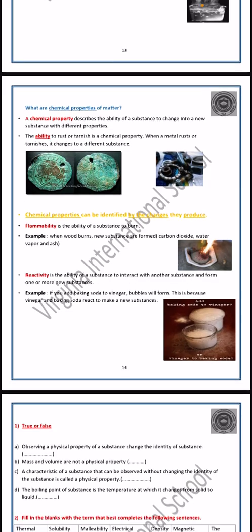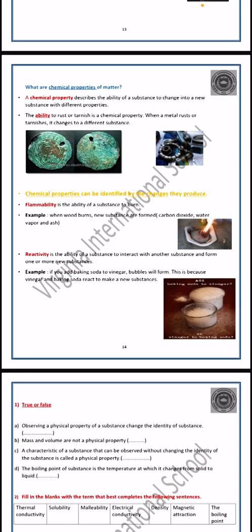Okay, so a chemical property can be identified by the changes it produces, which means you're going to ask yourself after this change, is the identity the same or is it not? If it's the same, it's a physical property. If it's not the same, this is a chemical property. So let's take some examples.